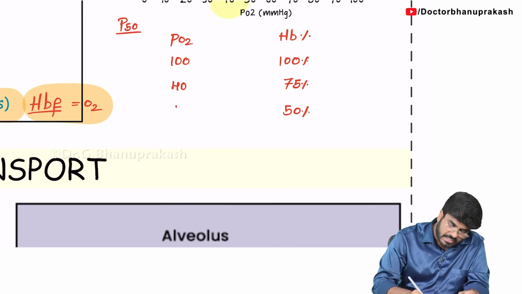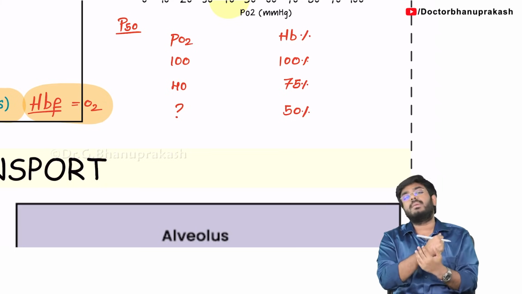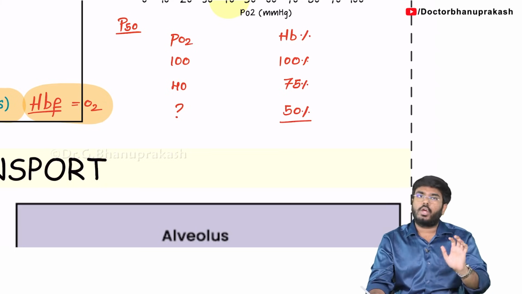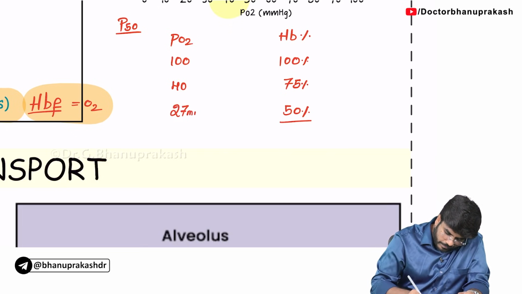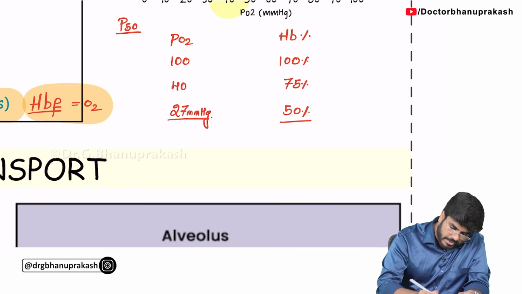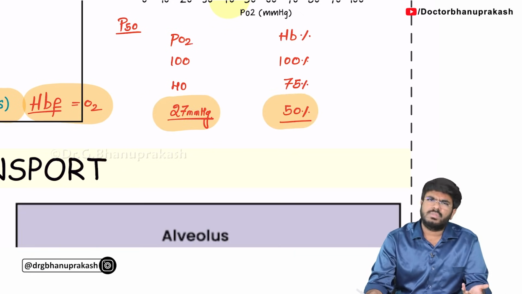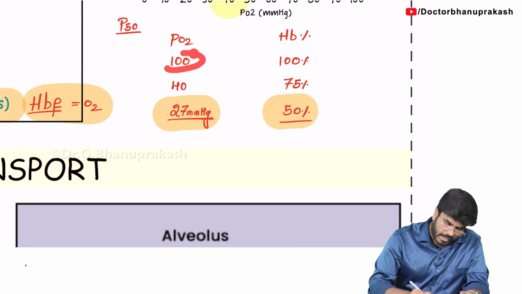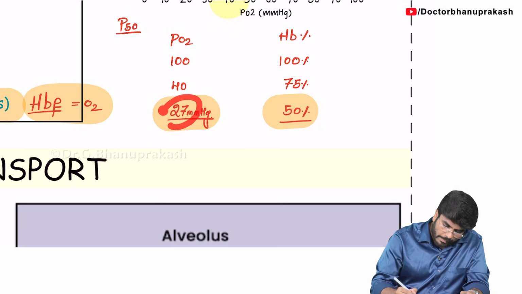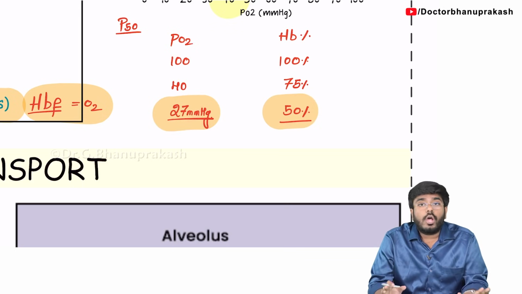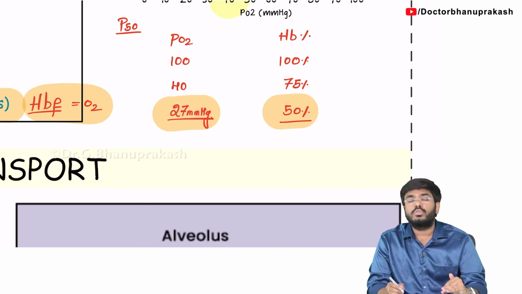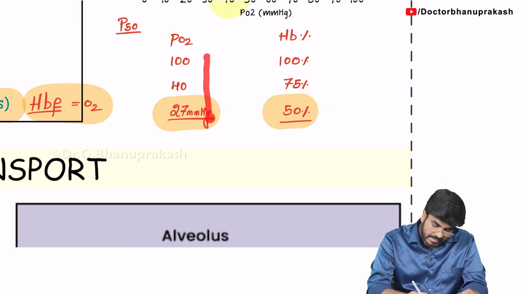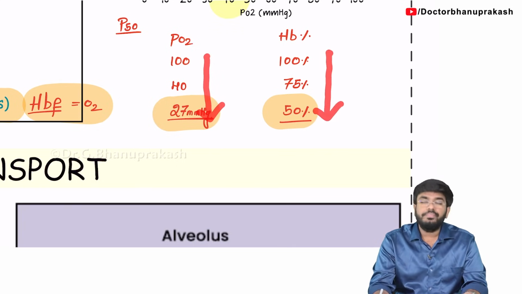Now my question to you: when will the hemoglobin saturation be 50%? At which partial pressure? The partial pressure at which the hemoglobin saturation is 50% in a normal individual is 27 mmHg. It's simple logic: the higher the partial pressure, the higher the saturation; the lower the partial pressure, the lower the saturation. So in a normal person, you have to reduce the partial pressure to 27 mmHg, and only then will hemoglobin become 50% saturated.